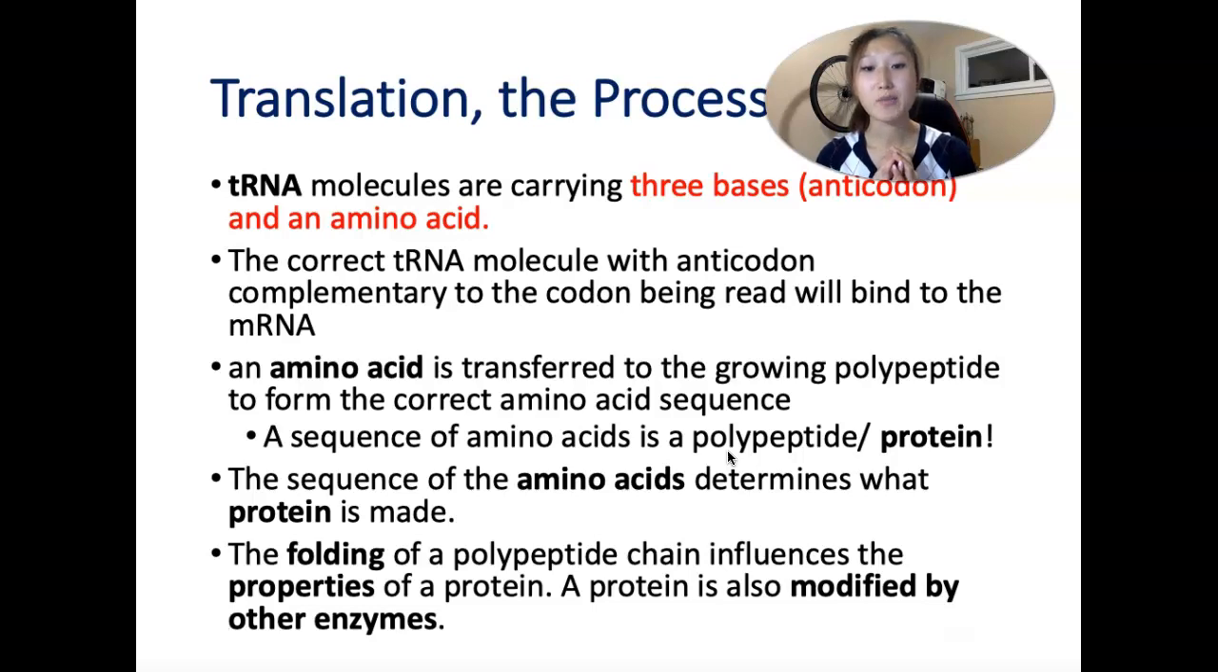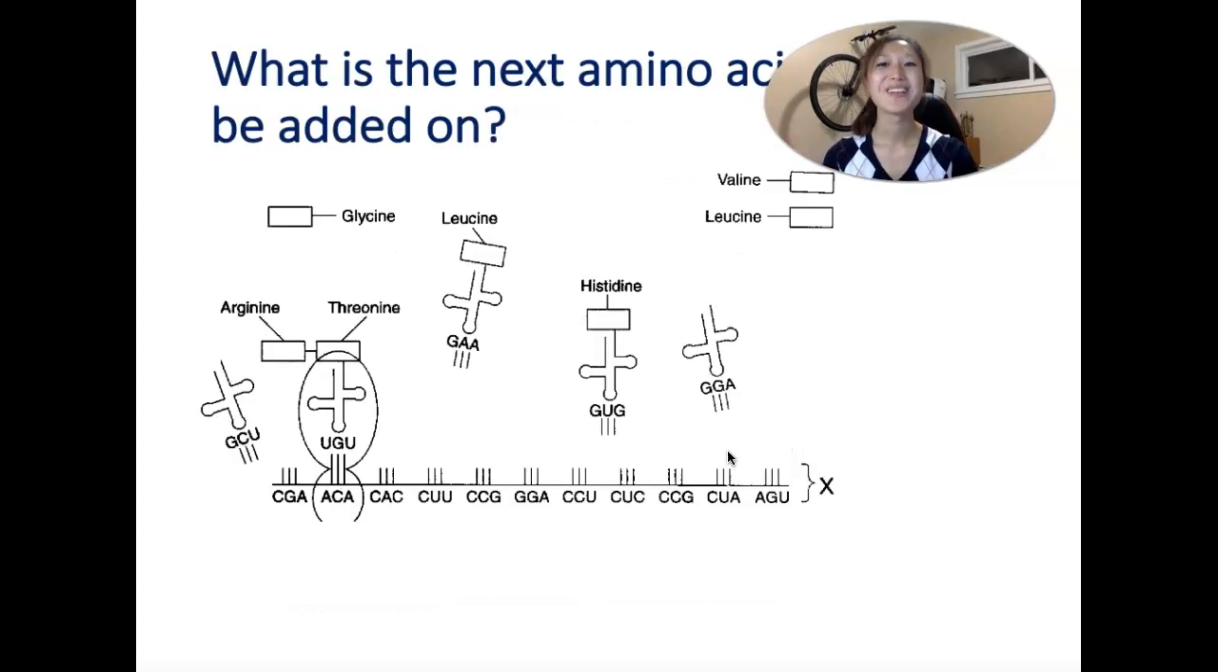A protein is also modified by other enzymes. So once the protein is made, right, this polypeptide chain is made, two things have to happen that you need to know of. First off, this polypeptide chain, which is just a chain, it's like a necklace, has to fold. And then once it's folded, it might also need to be modified a little bit, give it a little tag to tell this protein where to go, or other things, okay?